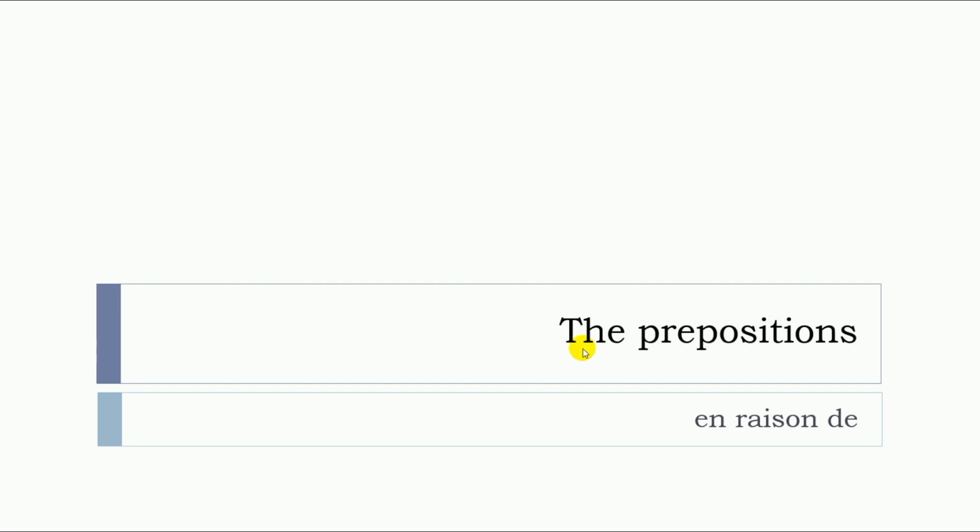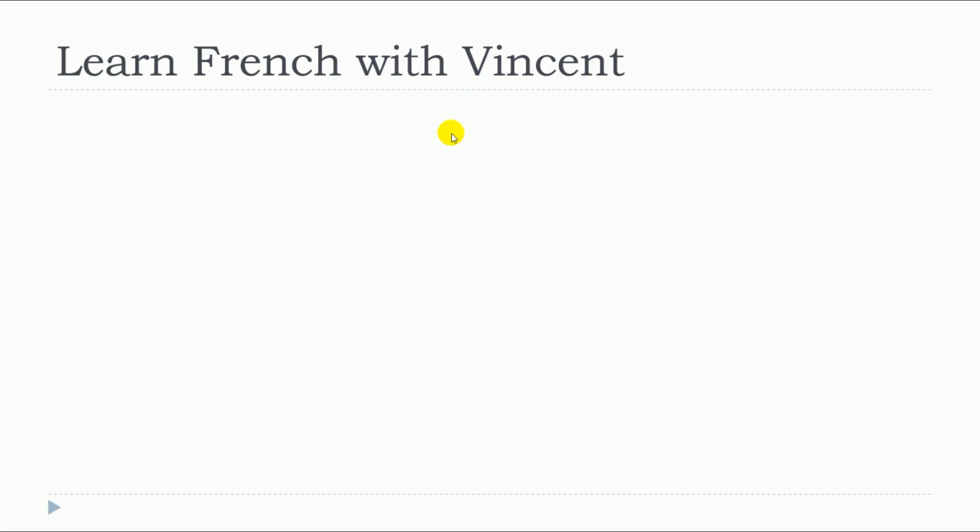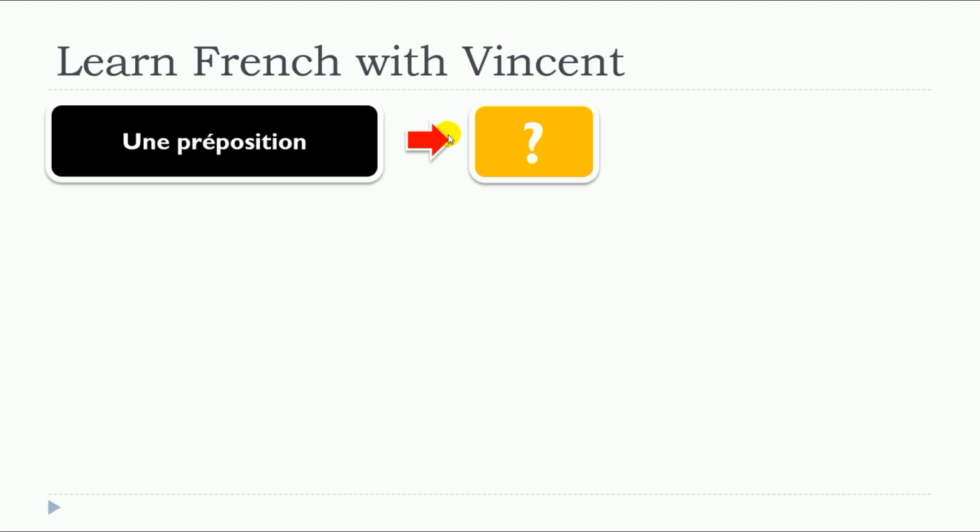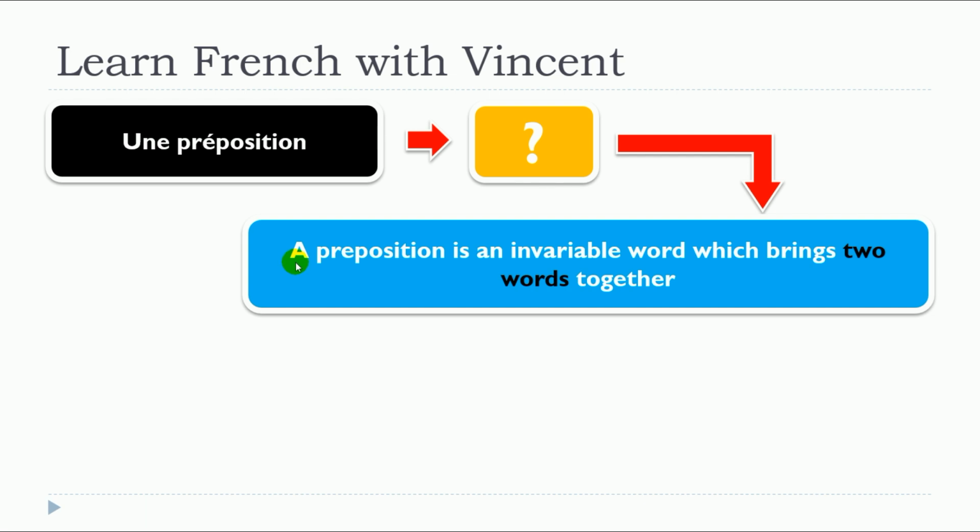In this lesson, we will see together the prepositions, but we will see more precisely "en raison de". So, of course, the first thing that we need to see together is what is "une préposition"? Well, a preposition is an invariable word which brings two words together.